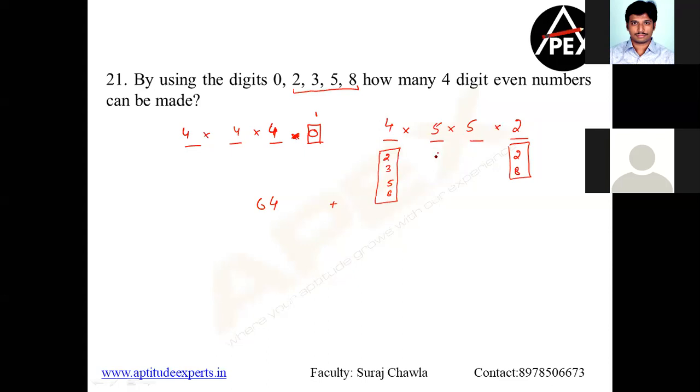Clear? This can take 0, 2, 3, 5 and 8. This place can also take 0, 2, 3, 5 and 8.